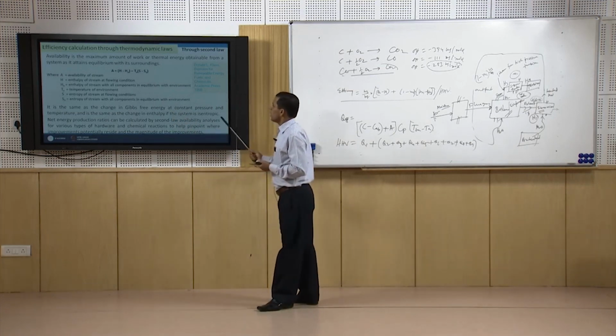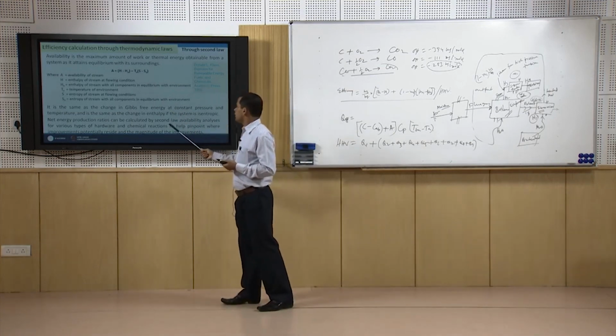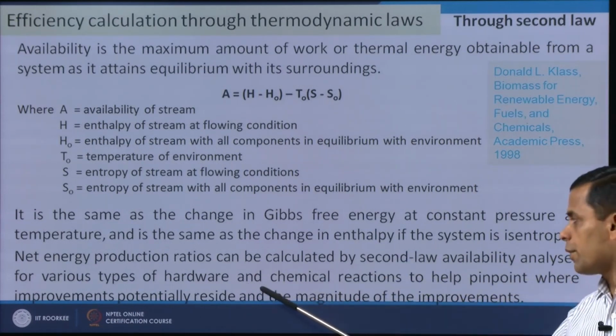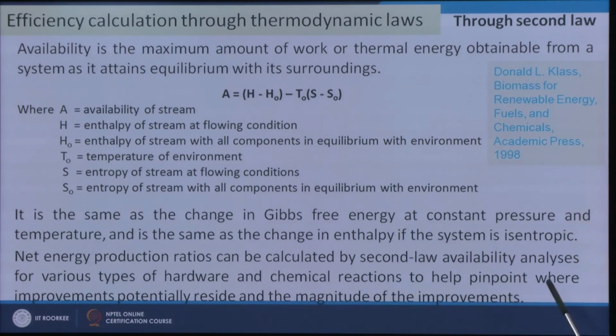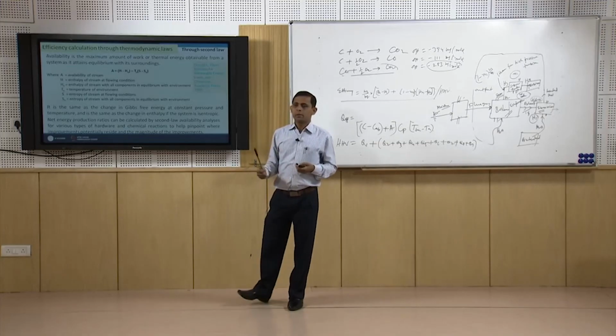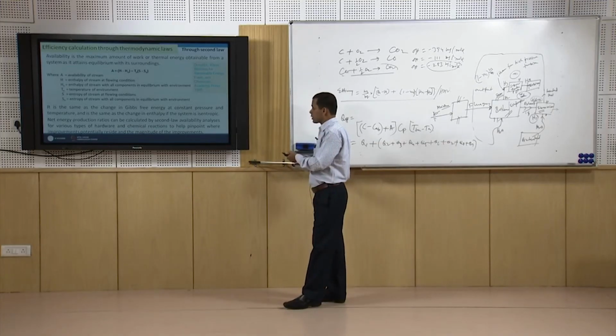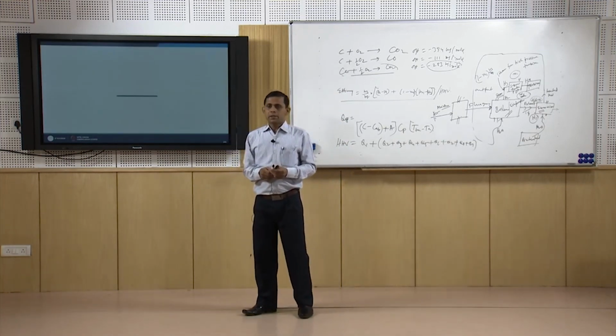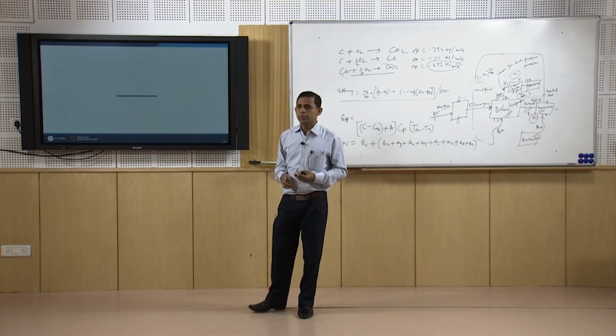So the second law gives us availability analysis, and the net energy production ratio can be calculated by second law availability analysis for various types of hardware and chemical reactions, to help pinpoint where improvements potentially reside and the magnitude of the improvements, meaning where we can put more effort for the improvement of the efficiency. So up to this on this module, and thank you very much for your patience.